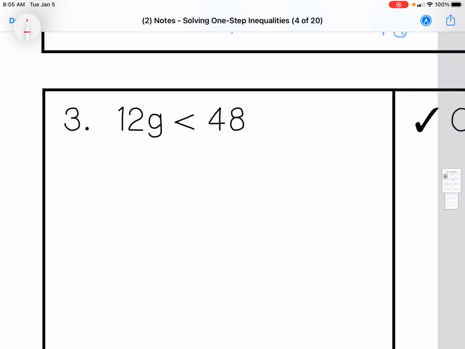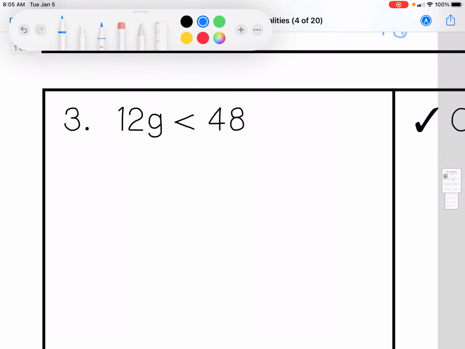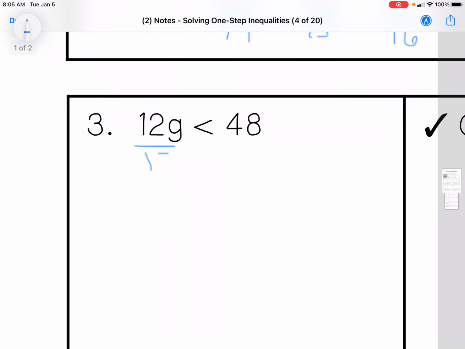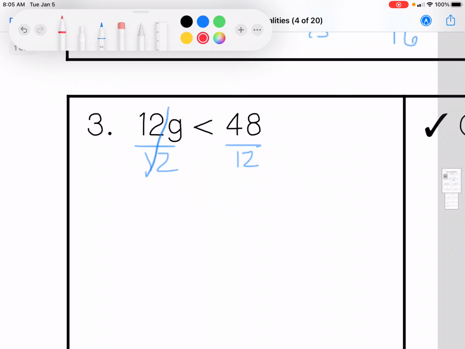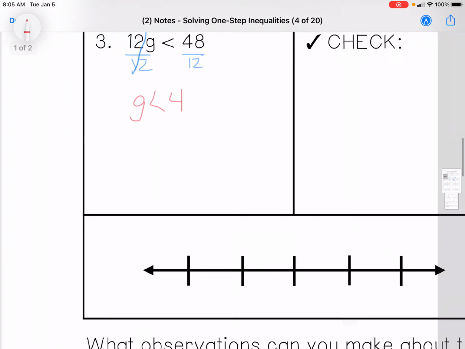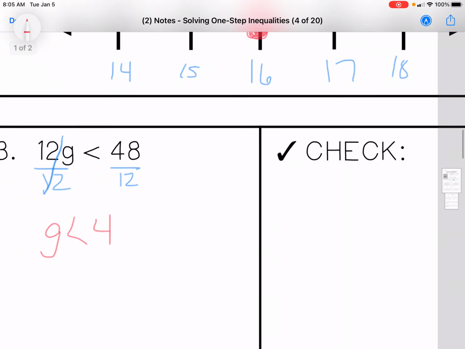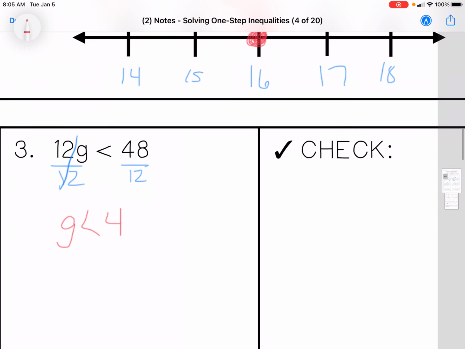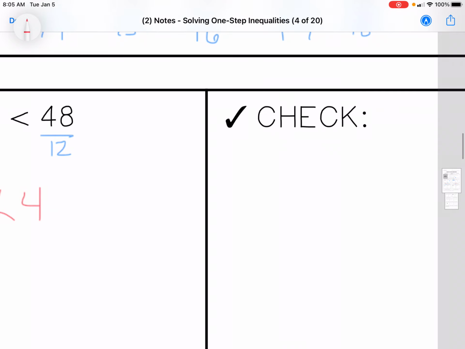All right. 12g is less than 48. Divide by 12. You're going to get g is less than 4. Okay? To check your work, you don't plug 4 in there. You plug any number less than 4, because g is not 4. It is anything less than 4. So let's pick 3. 3 sounds good.